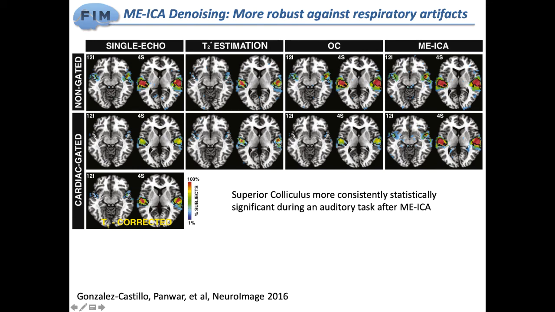But the interesting part of this is it turns out that, with or without gating, multi-echo is better, gets us this hard region more reliably. So if you're really trying to image in these challenging regions with extravascular artifacts or other sources of noise, multi-echo might give you that added little edge to more reliably get the signal you want.